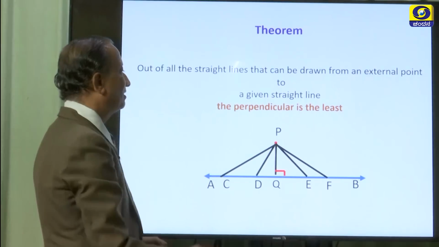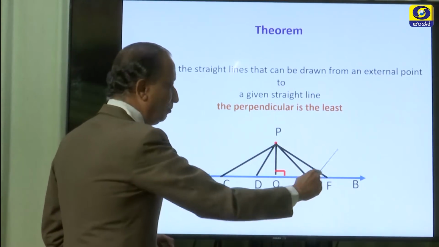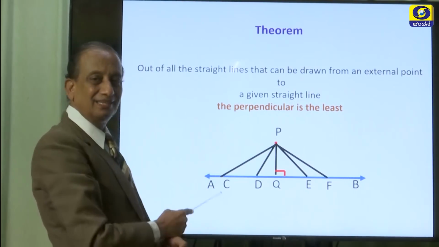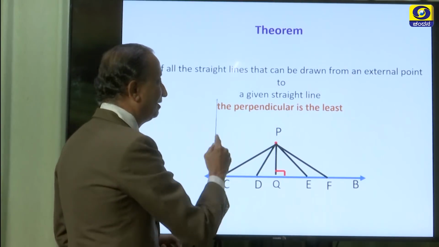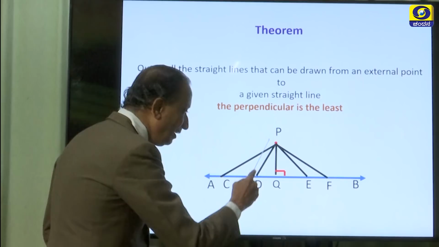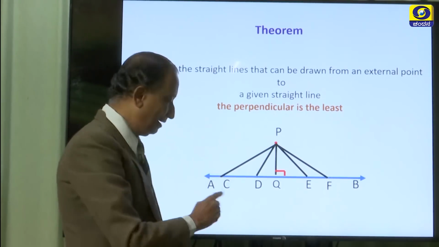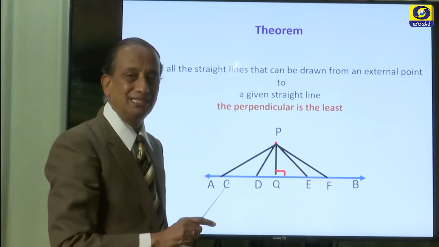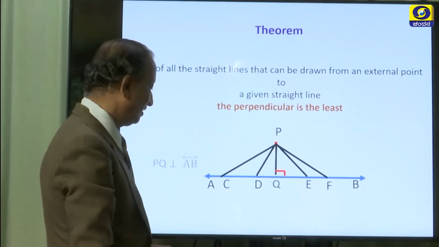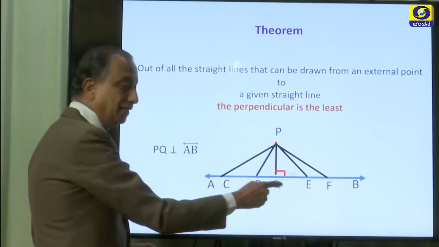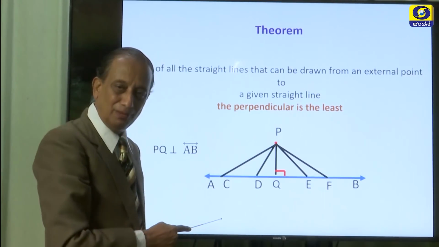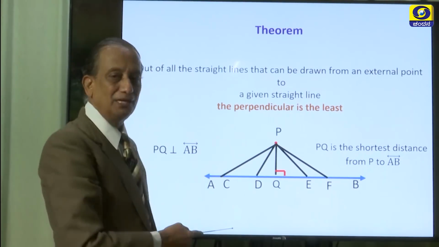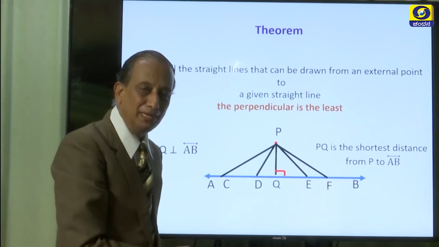Now, the theorem states that out of all these many lines that we can draw from this point P to the straight line, which one is the least distance? Among these there will be only one line segment which will be perpendicular to AB from P, and that perpendicular is the shortest distance, the minimum distance. So, PQ is perpendicular to AB. Children, you know that this is a symbol for 90 degrees. So, that which is perpendicular from P to AB will be the shortest distance.